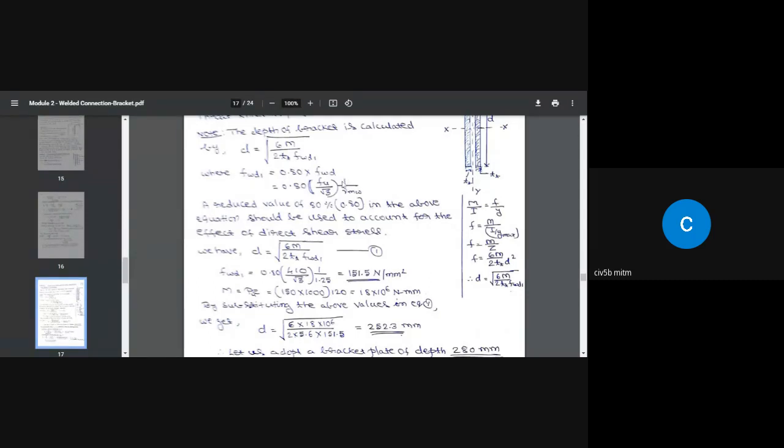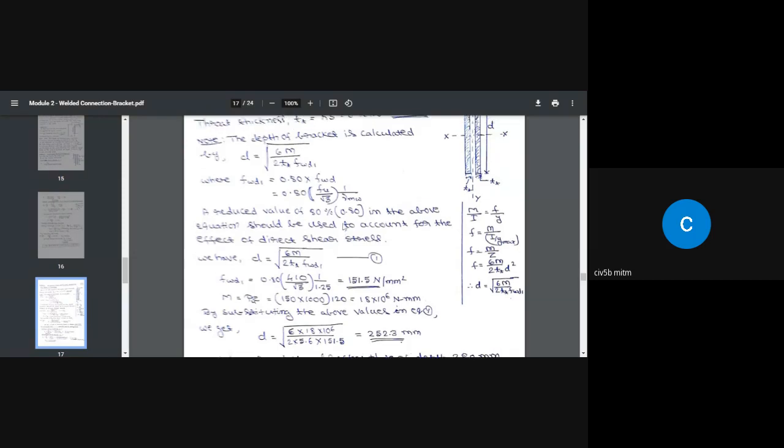Why do we take the reduced value of FWD? To get the higher value of D. If you directly substitute FWD here, you get some depth. Instead of directly substituting FWD, you take 0.8 times of that. So you will have a smaller value at the denominator, and the D value will be increasing.